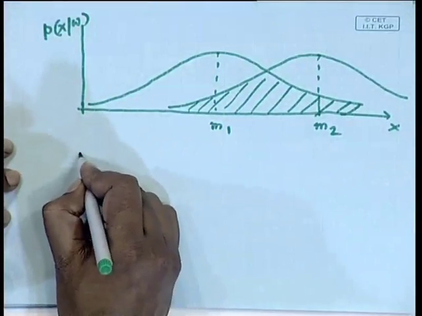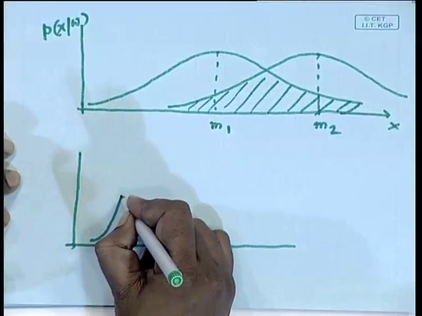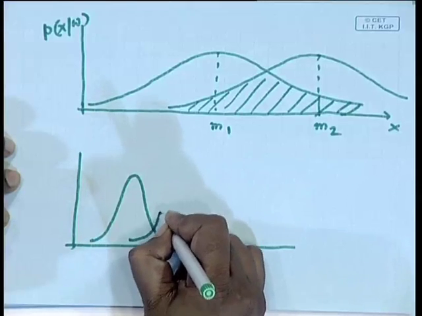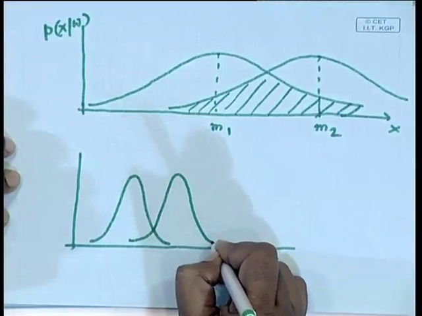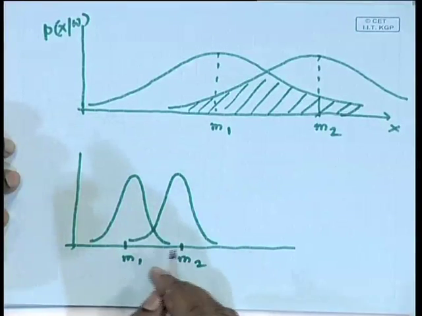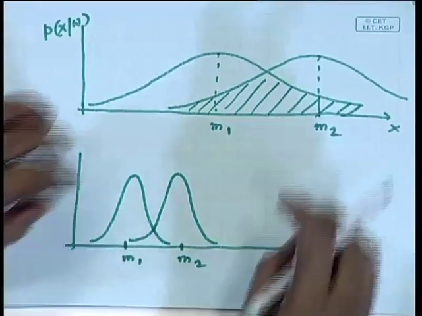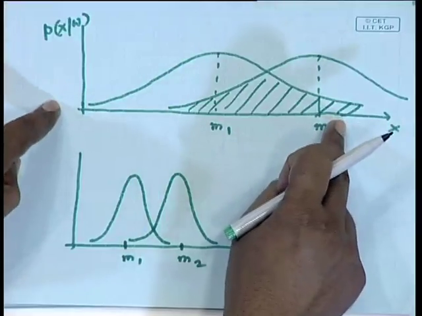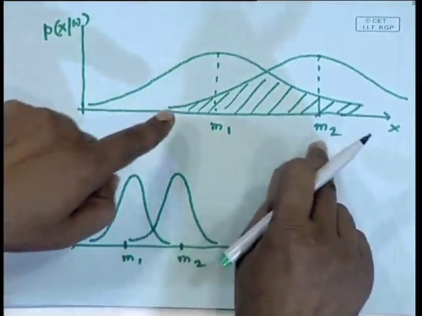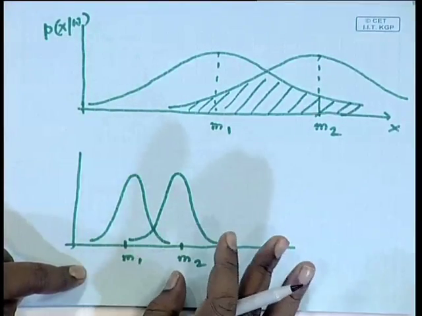Whereas, if I have distribution of this form where the variance is very small, m 1 is somewhere over here, m 2 is somewhere over here. Okay. So, in this situation, I do not need that much separation which I need in the first case. Here the separation between m 1 and m 2 can be much less than this, but even then my error, the total error will be under control.